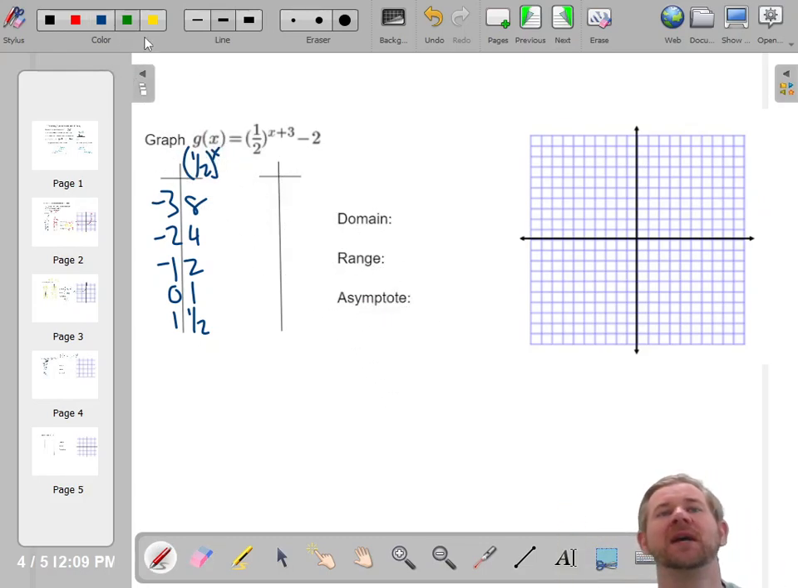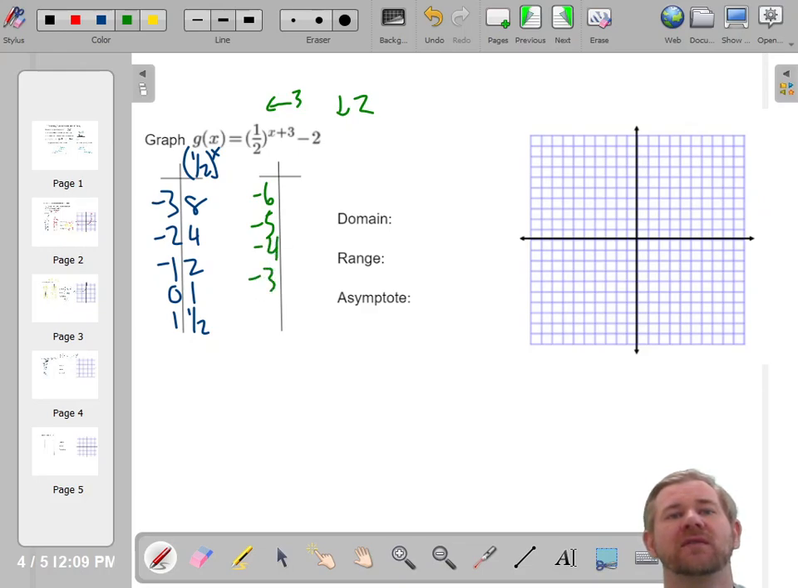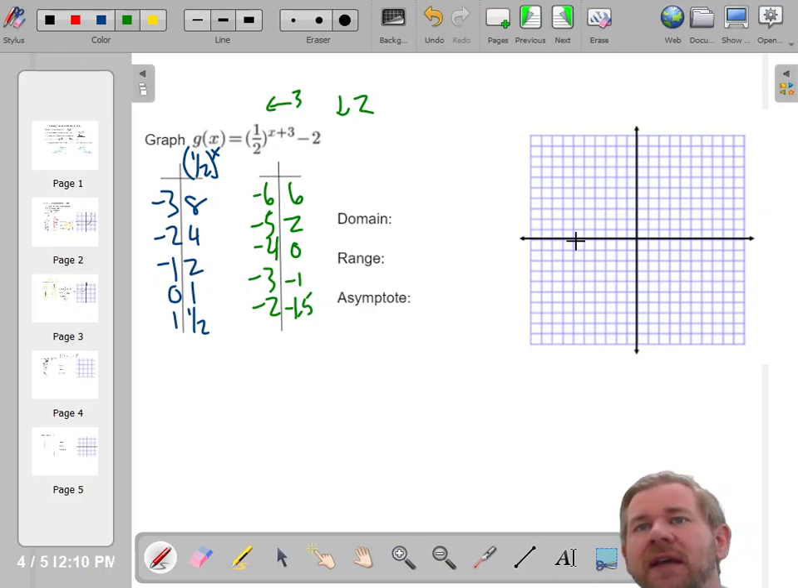And now in this problem, we're going to go left 3 and down 2. Left 3, negative 6, negative 5, negative 4, negative 3, negative 2. Those should be sequential because we picked them. Down 2, 8 minus 2 is 6, 4 minus 2 is 2, 0, negative 1. 1/2 minus 2 is negative 1.5. So I'm just using the translations to generate this table, and now let's see what this one looks like. Negative 6, 6 is right there. Negative 5, 2, negative 4, 0, negative 3, negative 1, negative 2, negative 1.5.